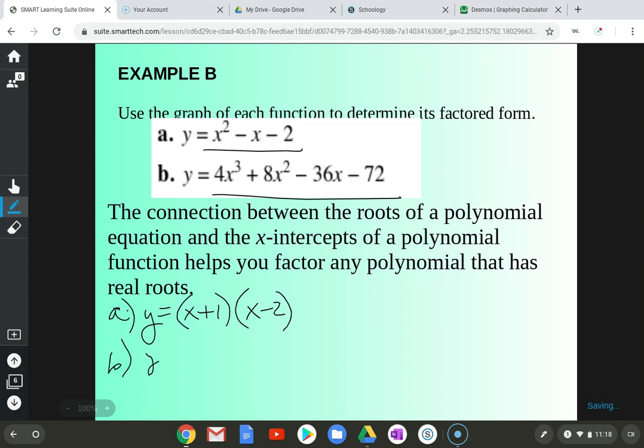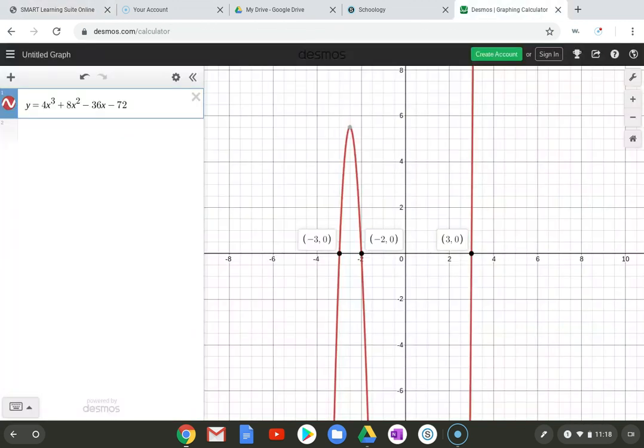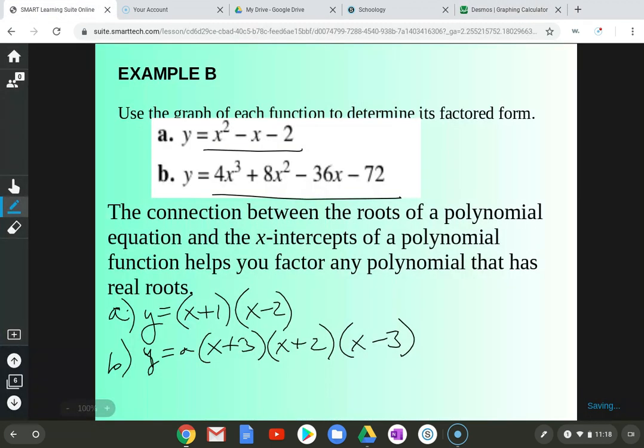So we have y equals a times (x plus 3)(x plus 2)(x minus 3). I think I wrote those down right. Yep, plus 3, plus 2, minus 3. Now, on the last one, what I forgot to point out to you was I didn't actually put an a in front, but that's because there was no coefficient. I knew that the coefficient was 1, so I could stop right there.